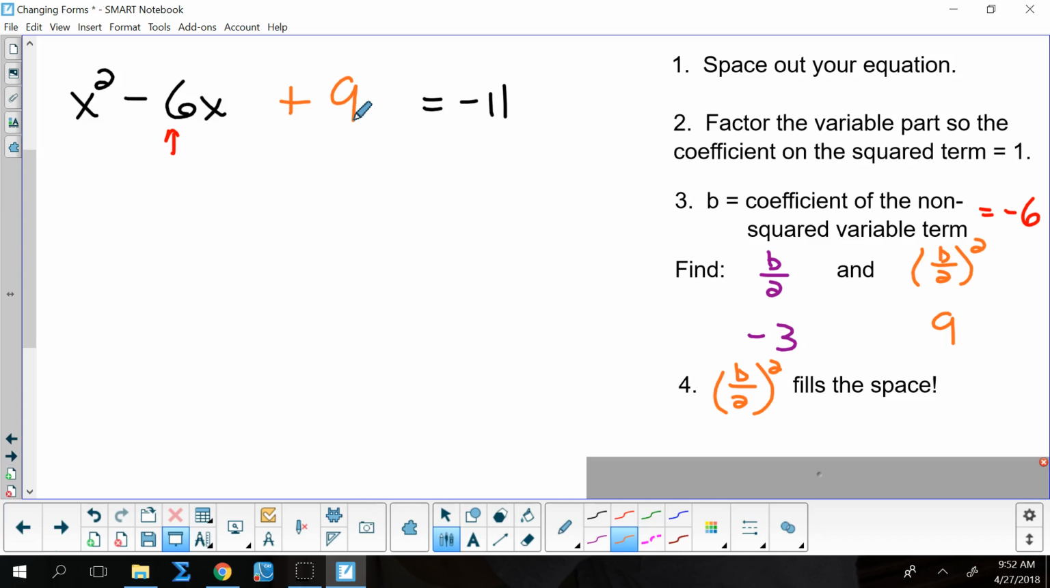But now I've created an imbalance in my equation. I've added 9 to the left side. So what do I have to do, Olivia, to get back into order? Me? You're the only Olivia in the room. Sorry, sometimes Olivia is in here.